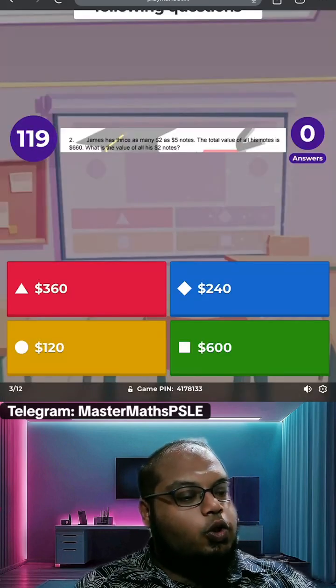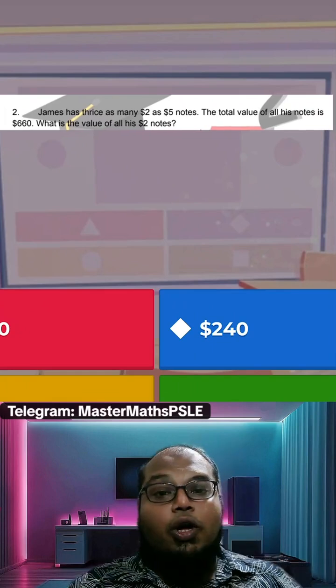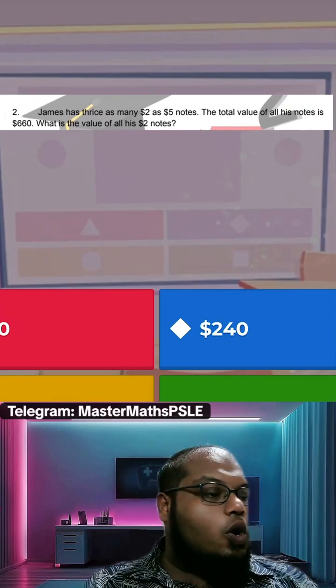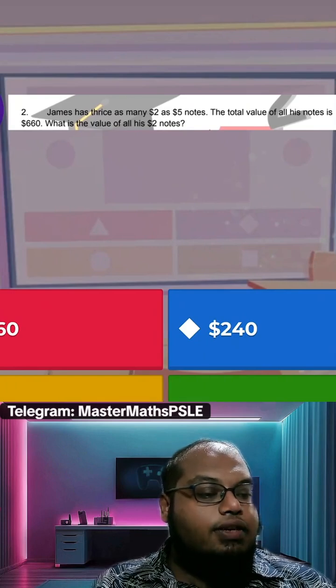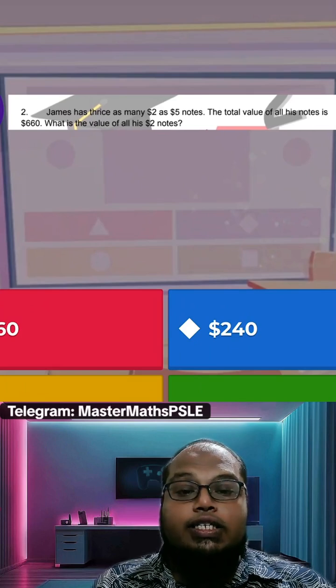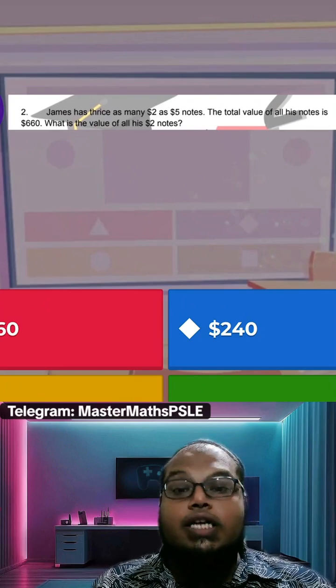Now question 2. James has twice as many $2 notes as $5 notes. The total value of all his notes is $660. What is the value of all his $2 notes?